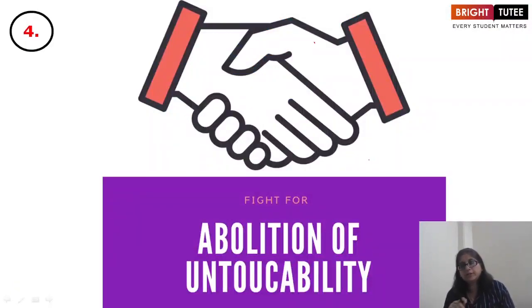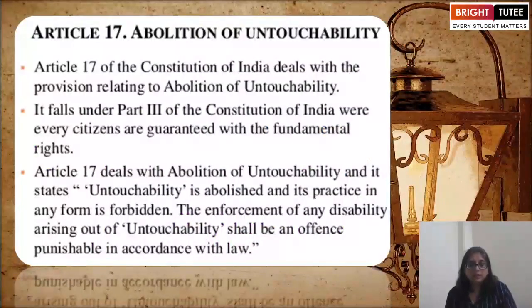Evolution of untouchability. According to Article 17, untouchability is abolished and its practice in any form is forbidden, and the enforcement of any disability arising out of untouchability shall be an offence punishable in accordance with law. The most condemnable evil custom of untouchability in Indian society was legally put to an end forever by this article.